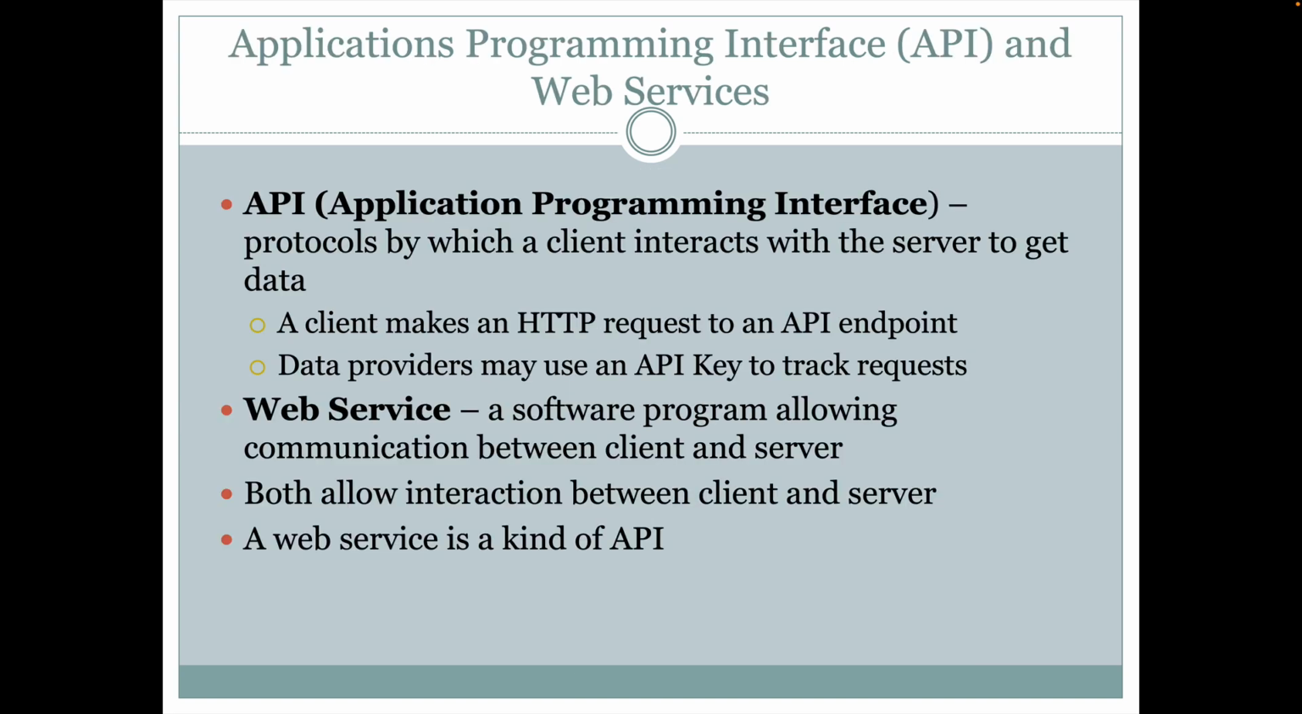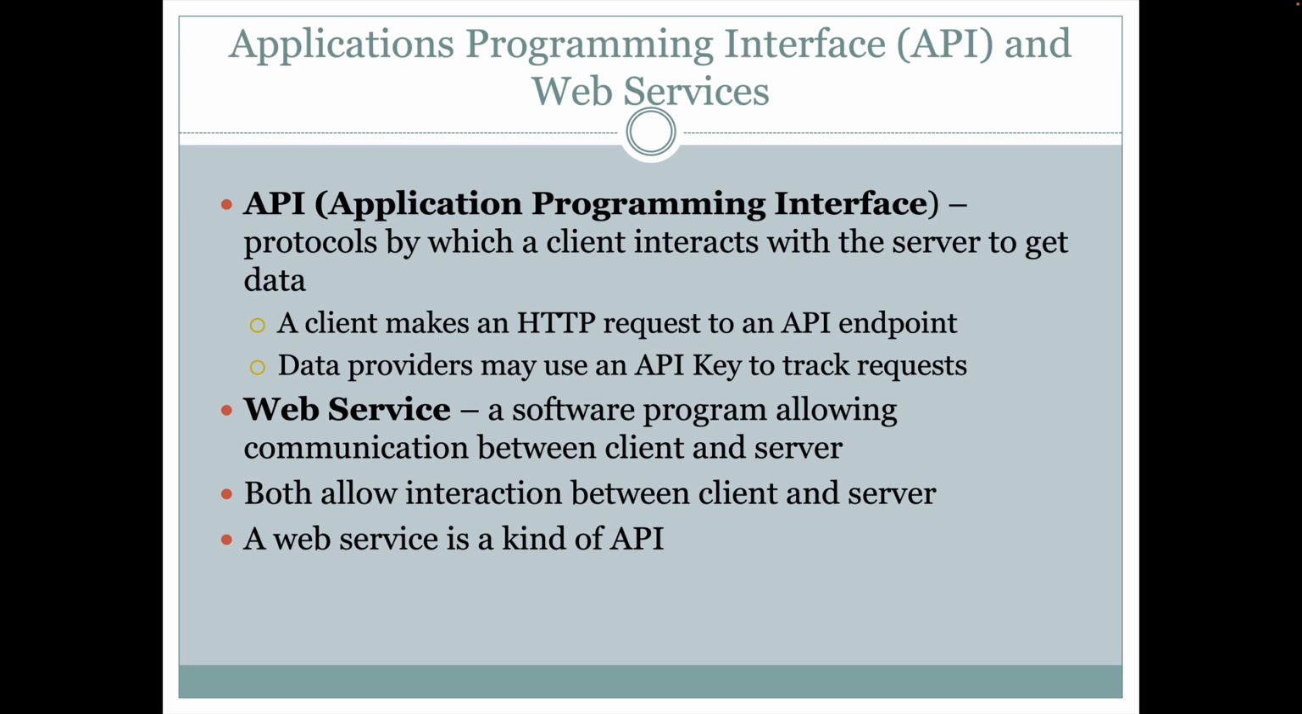You may have heard of APIs, and API stands for Application Programming Interface, and it's essentially a protocol by which the client interacts with the server to get the data. So of course it's a client that's making the HTTP request, and the place that the data is coming from is an API endpoint. Sometimes the data provider wants to see who's requesting the data, so they'll actually use an API key in order to track these.